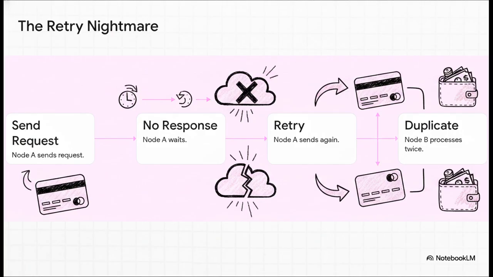Assuming the request was lost somewhere in that chaotic network, Node A tries again, sending a retry. But here is the nightmare scenario. Node B actually did receive the first request and process the payment perfectly, but its reply got delayed or dropped by the network. Now, because of that completely innocent retry, Node B receives the request again and processes the payment a second time. Your customer is furious, and your system just failed.